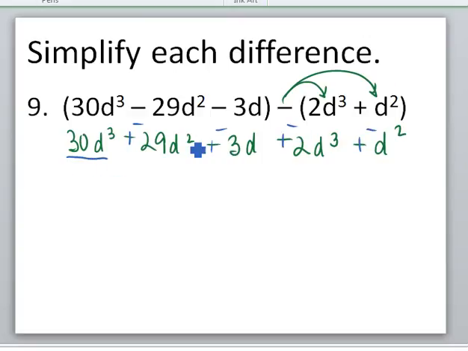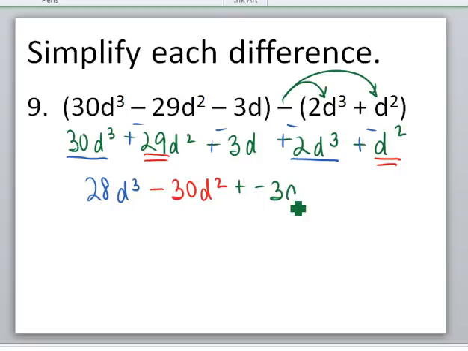And then I'm going to look for d cubes. So I have 2 d cubes here. I've got 30 and negative 2, which is 28 d cubed. I have negative 29 and negative 1, which is a negative 30 d squared. And then I just have this negative 3d left over.